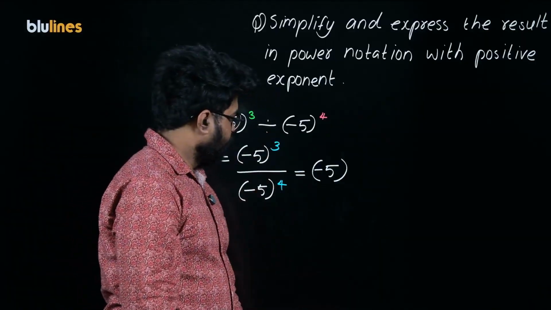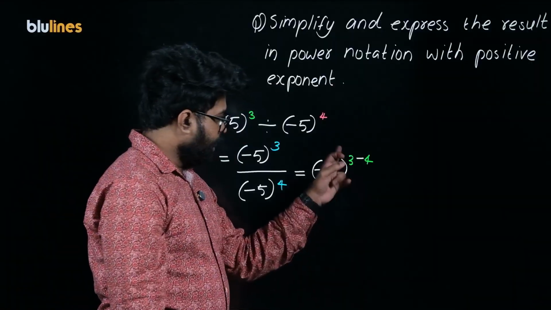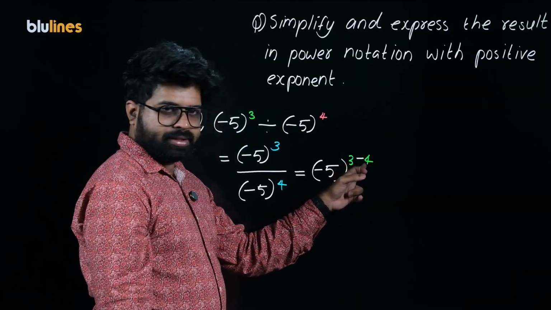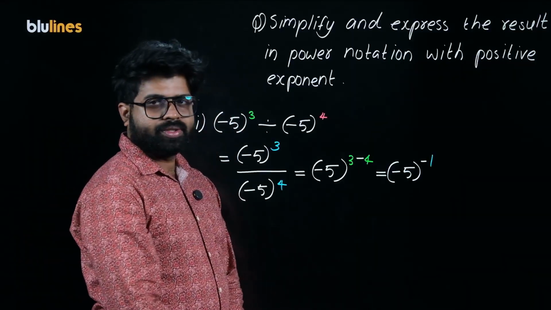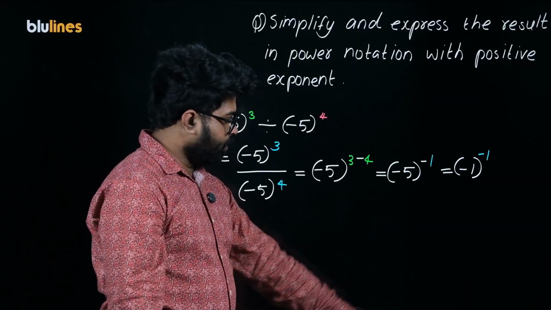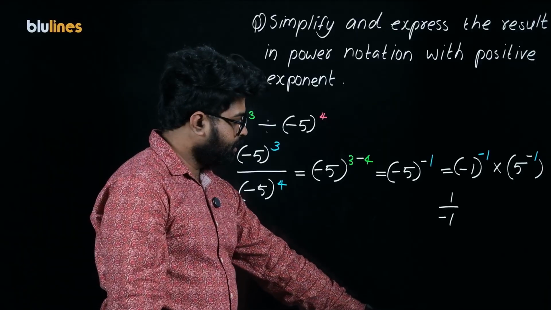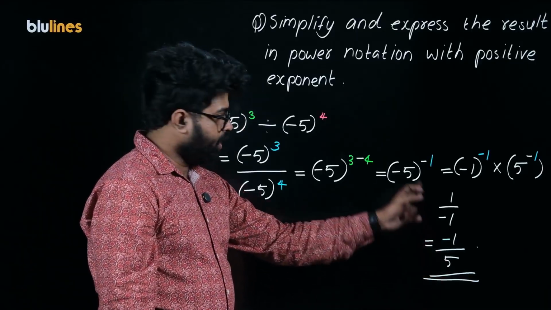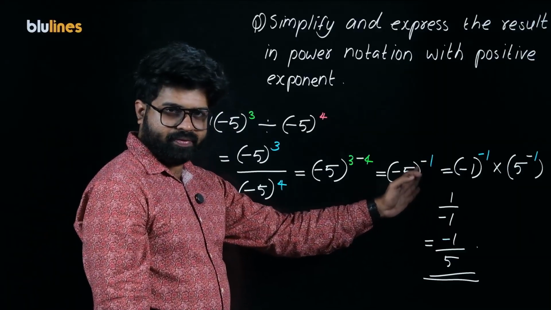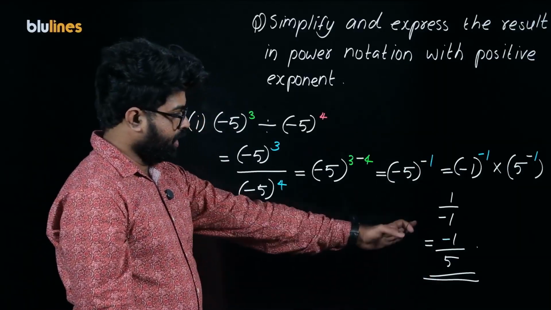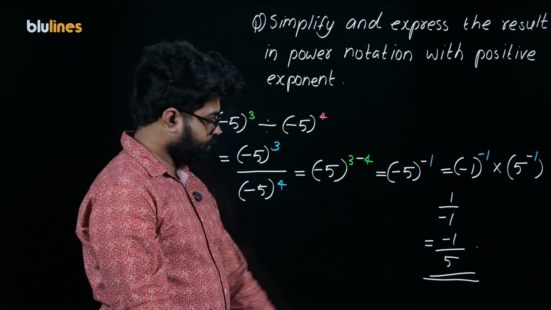So we have negative 5 whole raised to 3 into a raised to m minus n. So 3 minus 4. So this is equal to minus 5 whole raised to minus 1, which you can write as minus 1 by 5 because this is a negative term. So you are taking the negative outside, and 5 whole raised to minus 1 is the same as 1 by 5. So the answer will be negative 1 by 5.